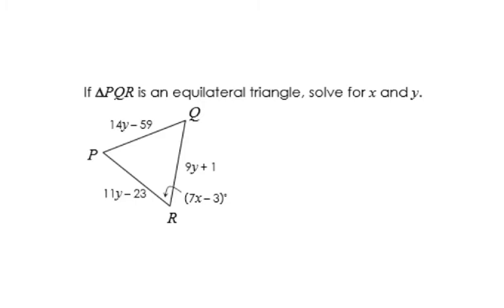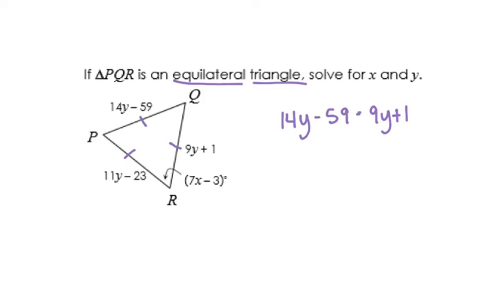Alright, and we're going to do this last one together. So, PQR is an equilateral triangle. You're not assuming anything, it tells you that. If I know that the sides are equal, I can just pick two, it doesn't matter which ones, and I can set them equal to each other. So I'm going to pick, let's do PQ and QR. If you picked another two, it didn't matter because they're all equal.